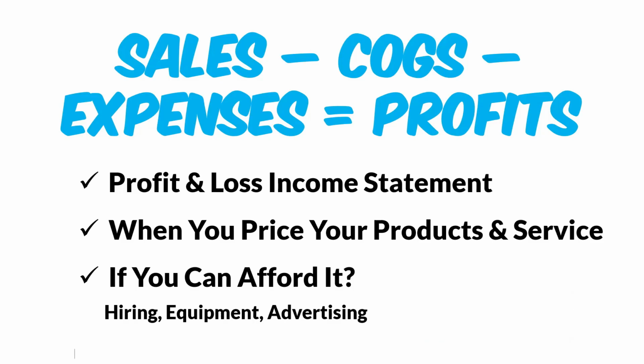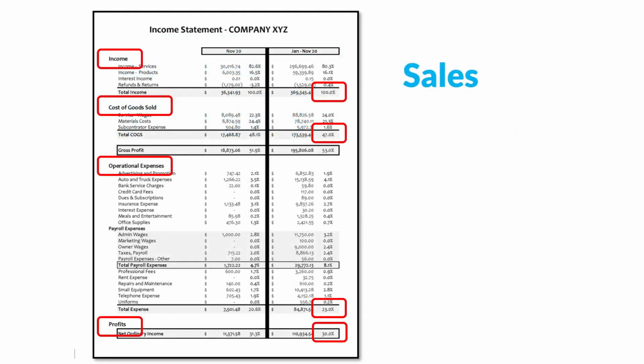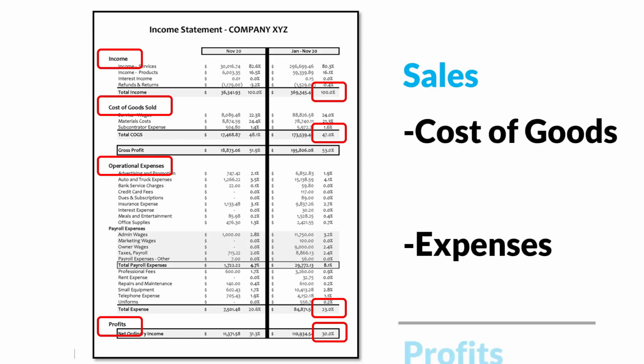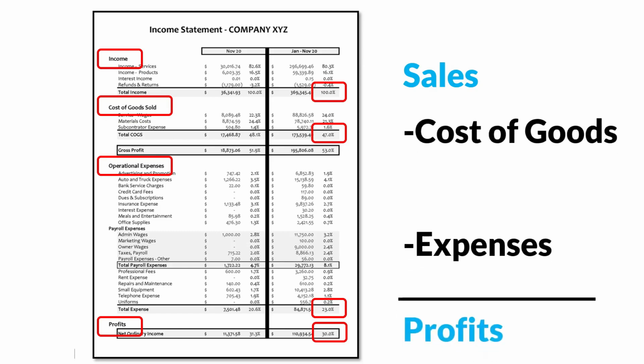But today, all we're trying to do is make sure that you understand the basics of your profit and loss statement. Just remember, you have these 4 sections: sales minus your cost of goods minus your expenses equals your profits. Yes, we do have the gross profit line, which just lets you know the difference between these two here. But your 4 main sections are sales minus cost of goods minus expenses equals profits.